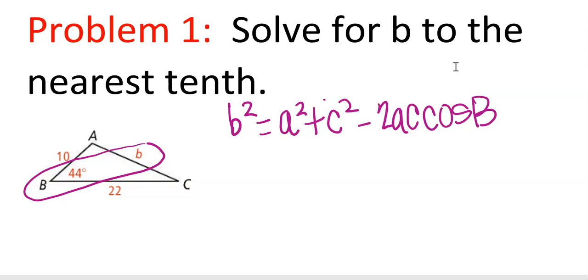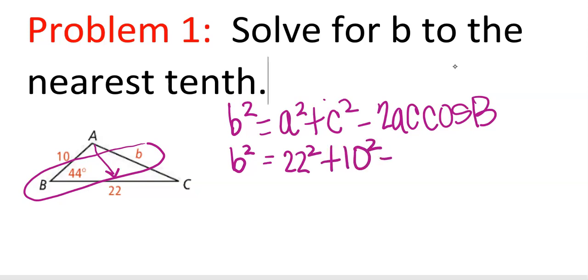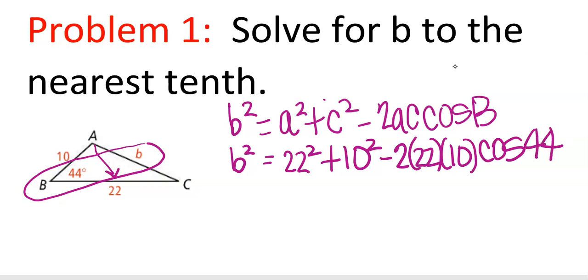Now let's plug stuff in. We don't know the b, so I'm going to leave that like it is. The a is going to be the 22, right? So 22 squared. The c then is 10 squared, minus 2 times 22 times 10 cosine of the angle b, which is 44.